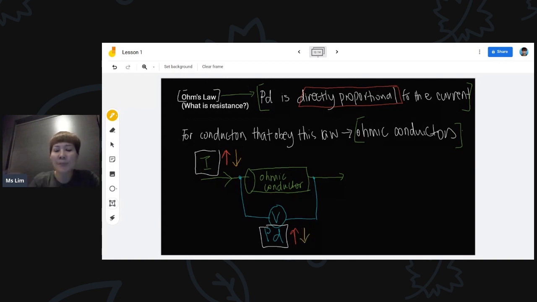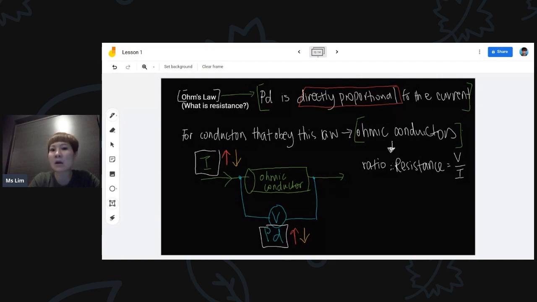So in mathematics, we know that there must be a constant that is affecting these two. So what is this constant? For ohmic conductors only, there is a ratio. The ratio that governs the relationship between potential difference and current is known as resistance. So resistance is actually a ratio between potential difference and current, and this applies only to ohmic conductors.